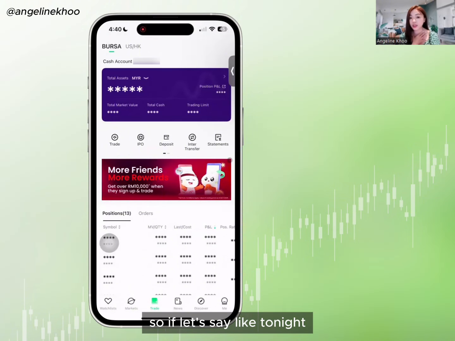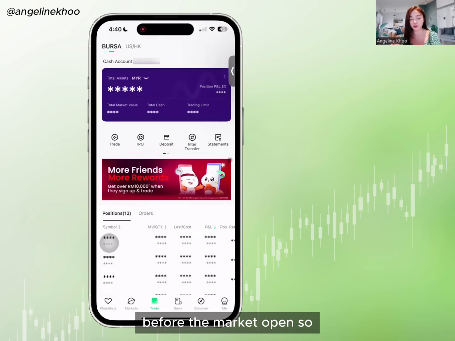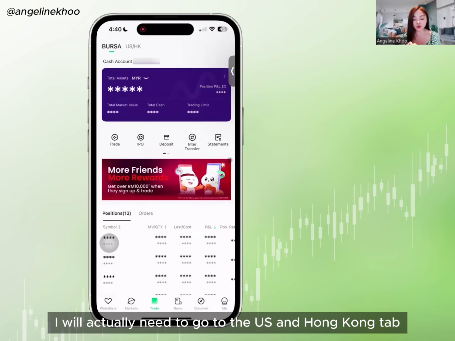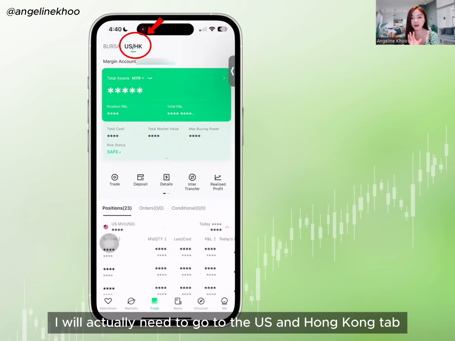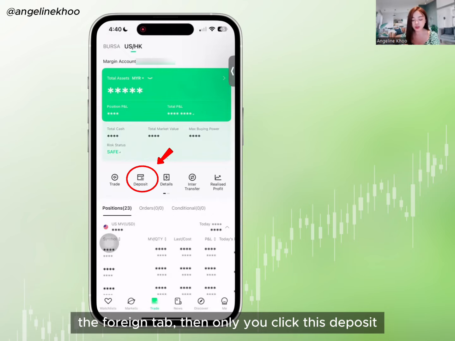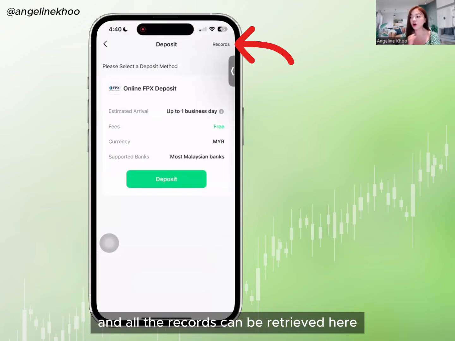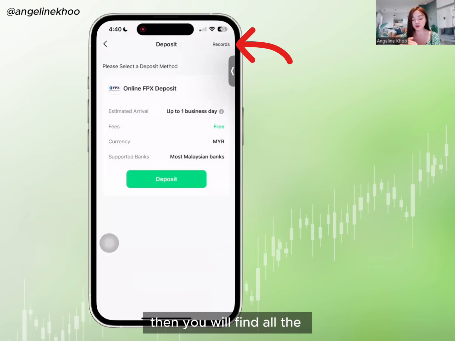So let's say tonight, I actually want to invest in the US market. So now I want to prepare the fund first before the market opens. I will need to go to the US and Hong Kong tab. Make sure you are in the US and Hong Kong, the foreign tab. Then only you click this deposit. Then you fund your trading account. And all the records can be retrieved here. On the top right corner, you will see record. After you tap on it, you will find all the deposit records from here.